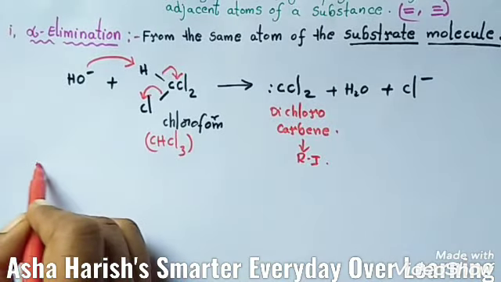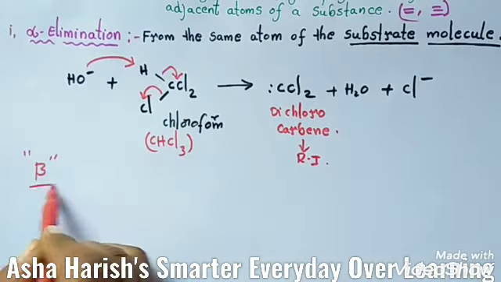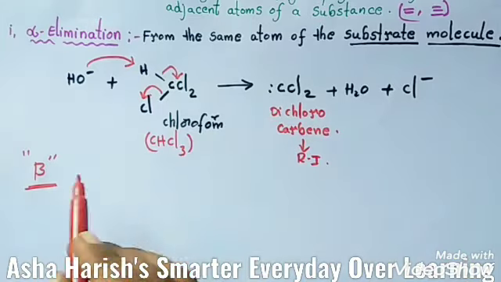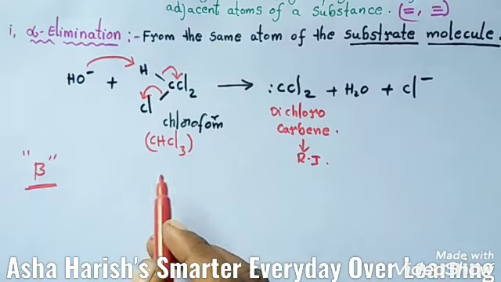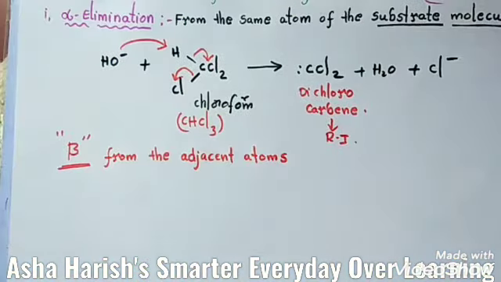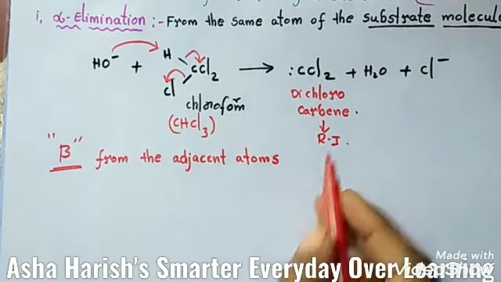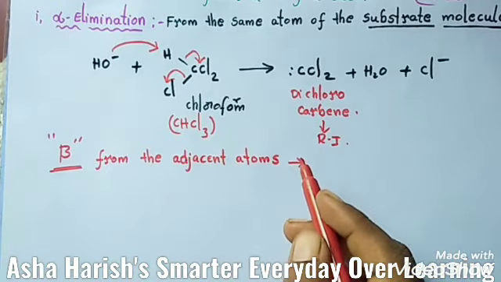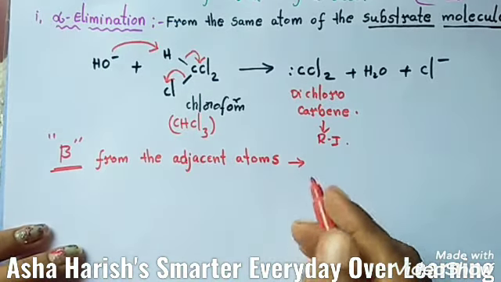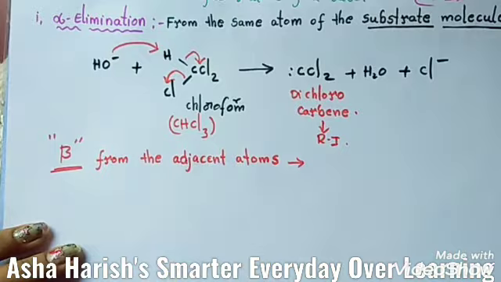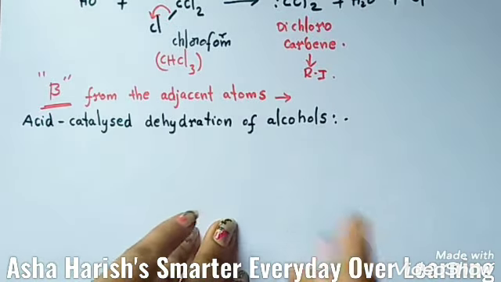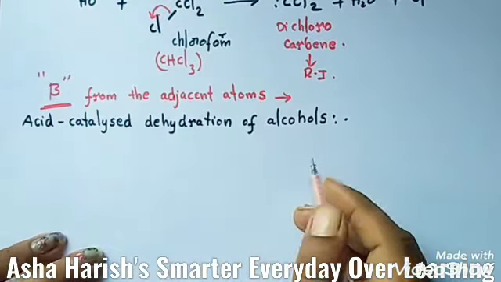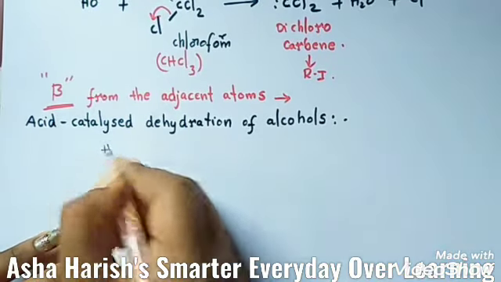Let's see now beta elimination. In these beta elimination reactions, the loss of two atoms or groups occurs from the adjacent atoms of the substrate molecule. For example, acid catalyzed dehydration of alcohols. Here is the example.